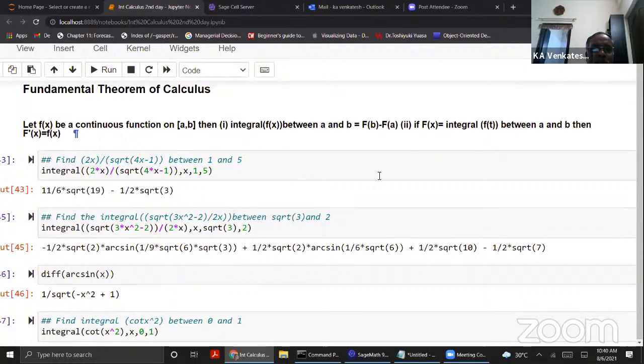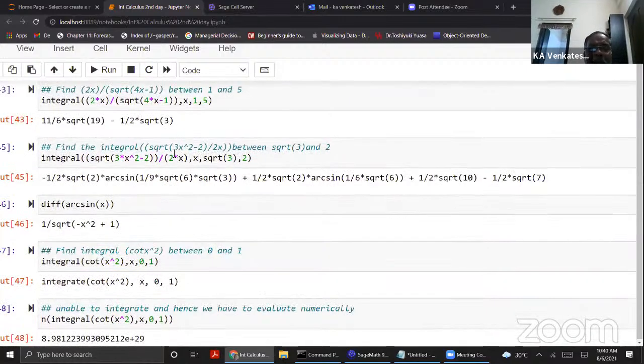Now, what is the difference between this and the definite integral? For the indefinite integral, we won't define the endpoints or limits. The integral of f of x, comma x, and for the definite one, a comma b, for example between 1 and 5. The only difference is the limits 1 and 5. Now, in the same way, find the integral of the square root of 3x square minus 2 by 2x between square root of 3 comma 2. So the limit also has a square root, which is written the usual way. I just want to ensure that this is also covered.